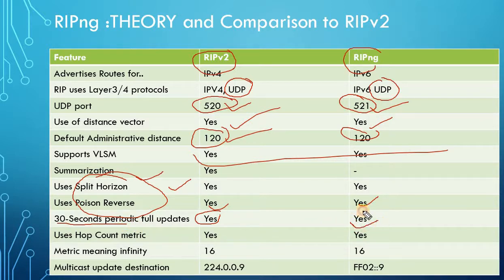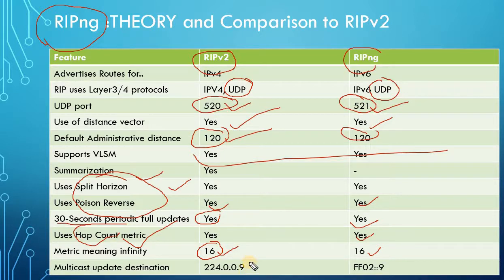Both RIP version 2 and RIPng use hop count as the metric. And this is what makes the limitation, and that is why it is not widely used in today's networks: the maximum hop count is 15 only, and if the hop count reaches 16, the route will be considered infinite and will be dropped.